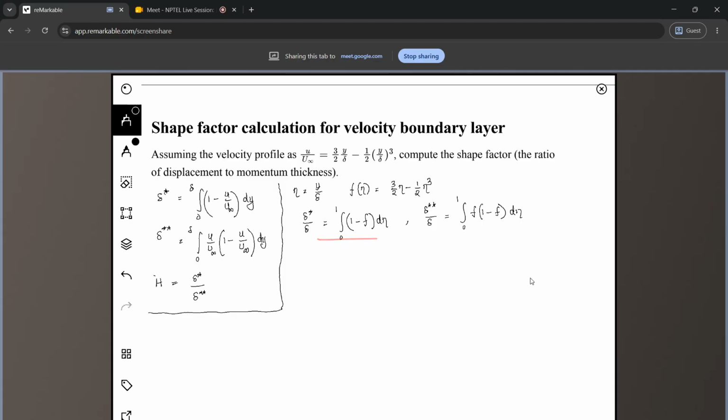Delta will anyway get cancelled, so we can directly calculate. So this is a straightforward integration that you have to do. I'm getting this as 3 by 8, and this is coming as around 39 by 280. And from this, when I calculate H, I'm getting around 2.69. Confirm if you're also getting the same values.